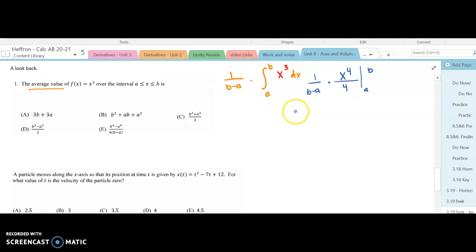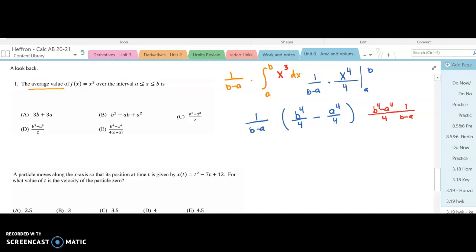So we're looking at b to the 4th over 4 minus a to the 4th over 4, all times 1 over b minus a, or b to the 4th minus a to the 4th all over 4 times 1 over b minus a.